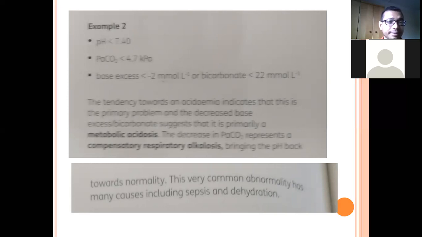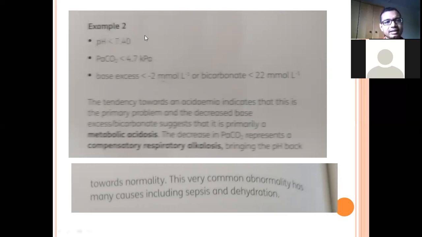And if we look at the base excess or the bicarbonate, both of them are below 22, and it's also towards the acidic part. So this acidosis is supported by the base excess and bicarbonate, which is controlled by the kidney. So this is a metabolic acidosis.